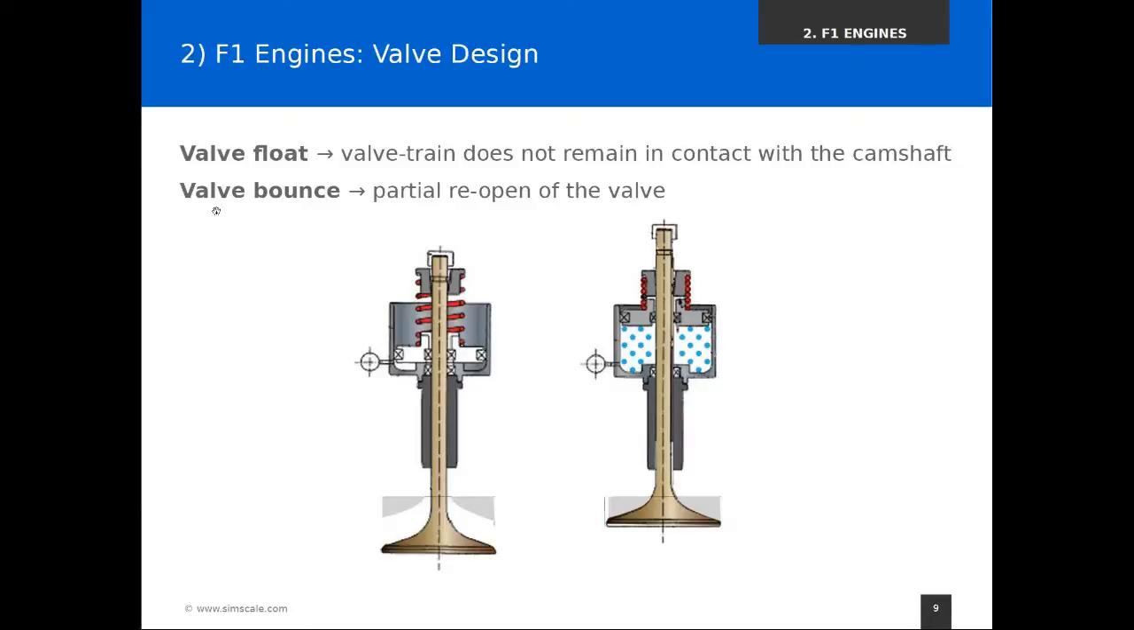Another problem that can occur when we have a wrong valve design is called valve bounce, and this is a partial reopening of the valve. Again, imagine we have the engine going at very high RPM. The valve goes up very fast because it needs to close very fast, and then it bounces against the cylinder head. You need to imagine that the cylinder and the valve itself are both elastic structures. So if this is a very hard bounce, then the valve might rebound from the cylinder head and then open again a little bit, and this is called valve bounce.